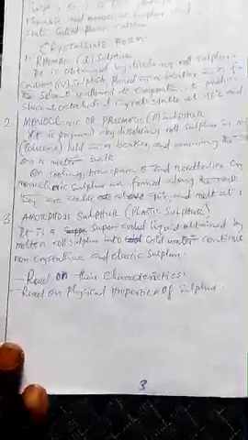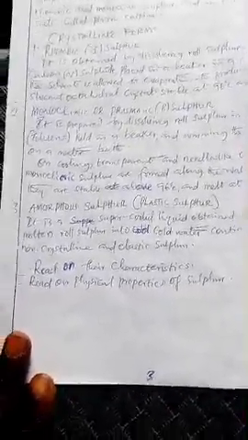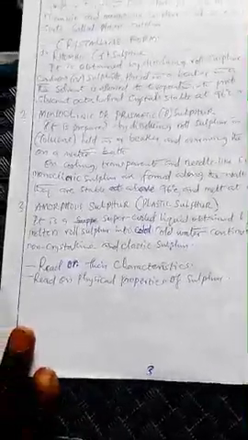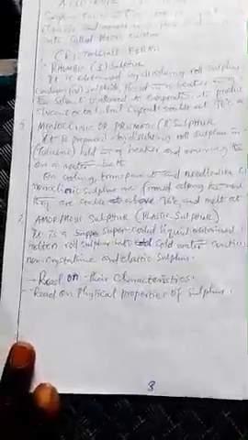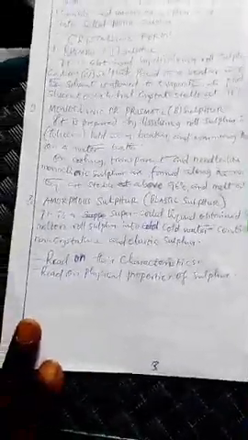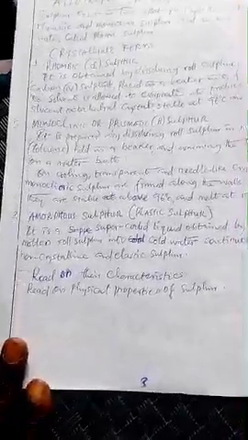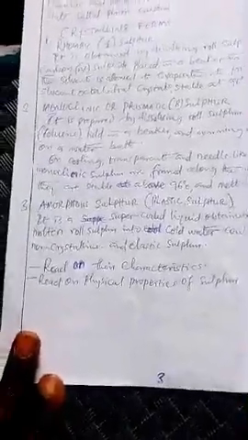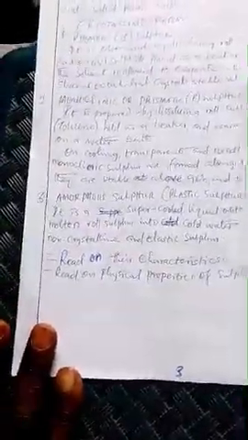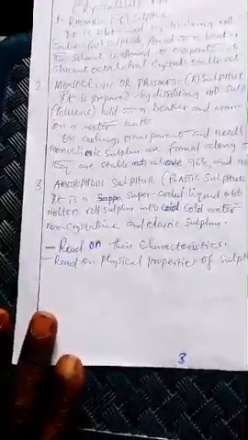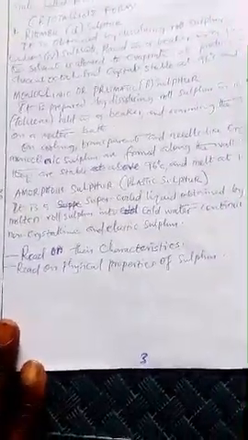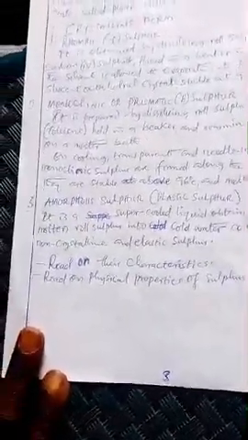Amorphous sulfur, that is plastic sulfur, is a supercooled liquid obtained by pouring molten raw sulfur continuously into cool water to produce non-crystalline and elastic sulfur. That is how these three are produced. They represent the allotropes of sulfur. You can read on their characteristics and on the physical properties of sulfur so that we save time.